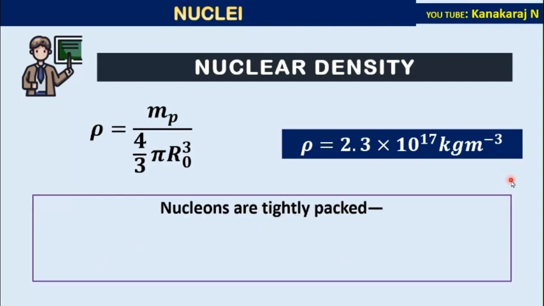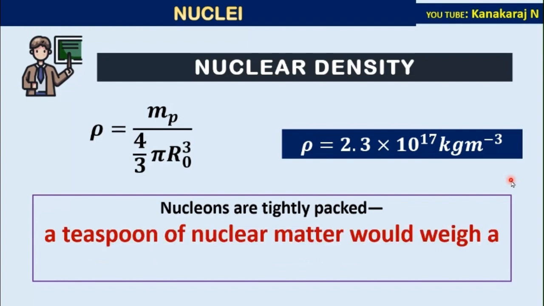Nucleons are tightly packed. For example, a teaspoon of nuclear matter would weigh a trillion tons. Remember that a teaspoon of nuclear matter would weigh a trillion tons. That's why black holes are very heavy.